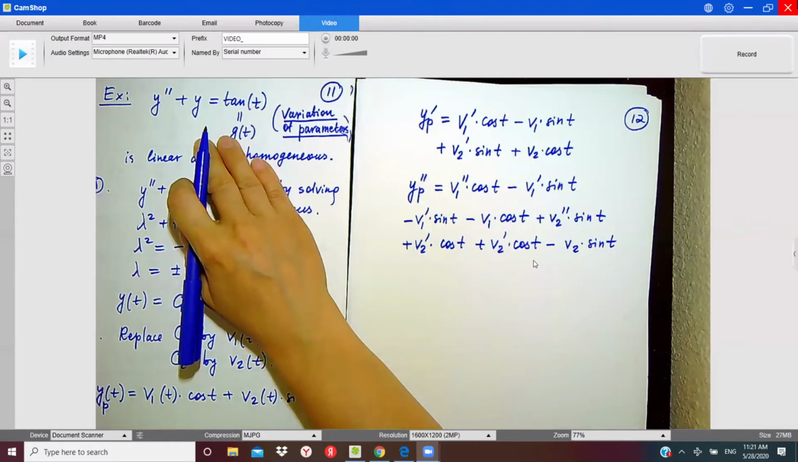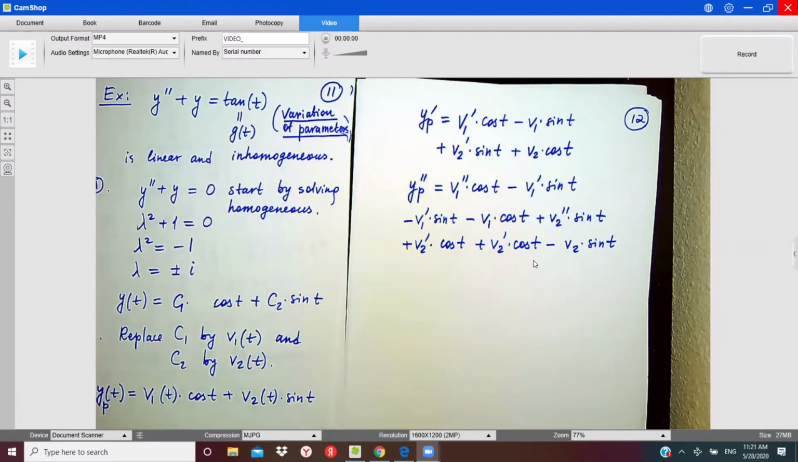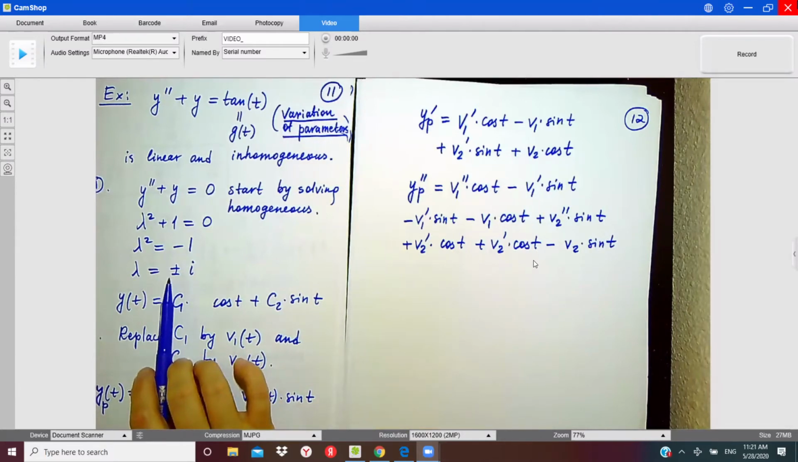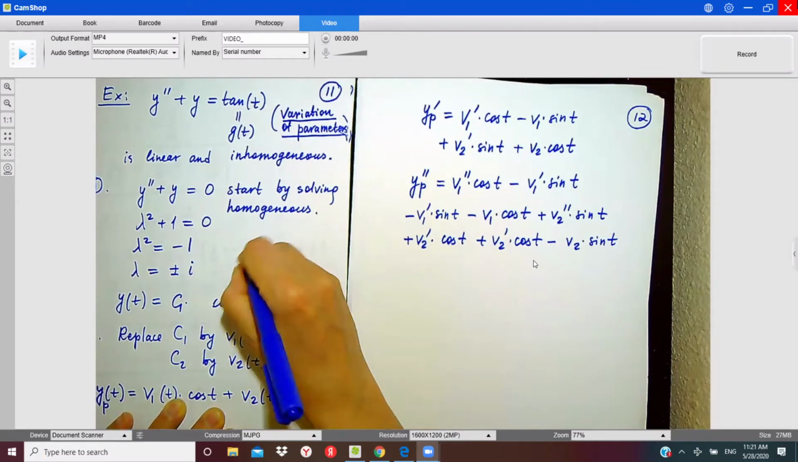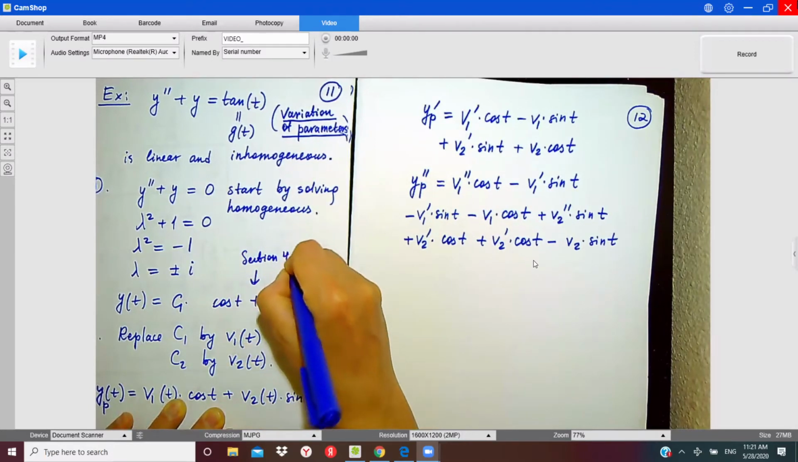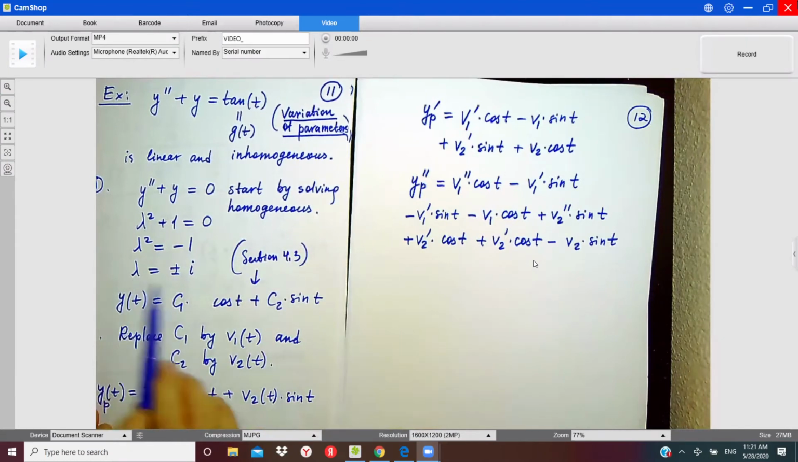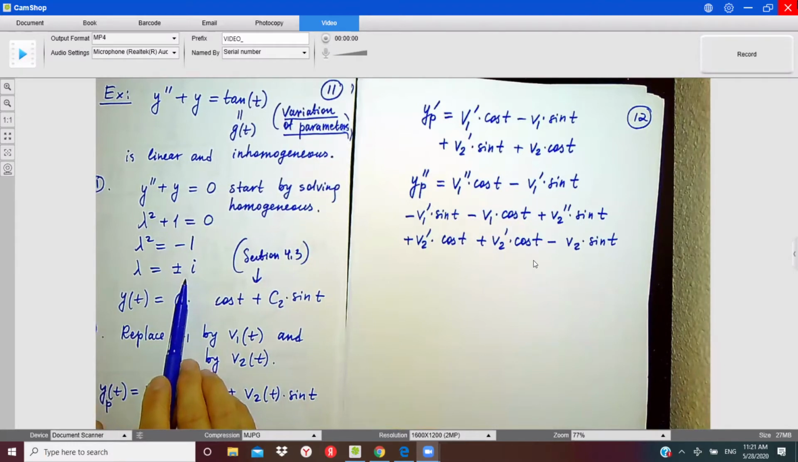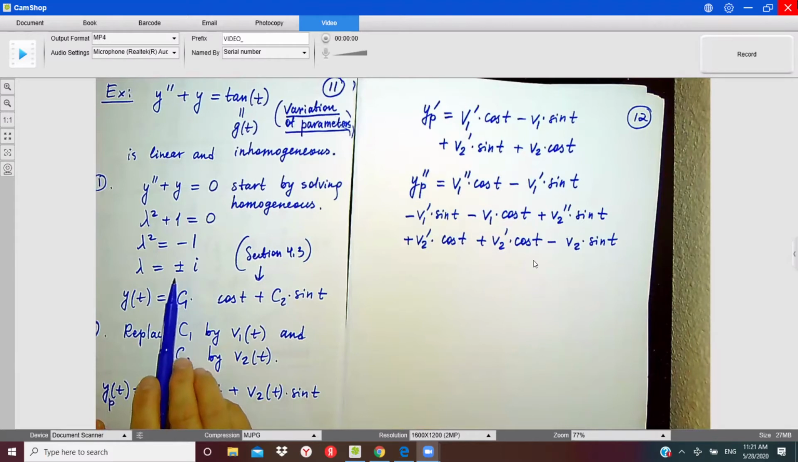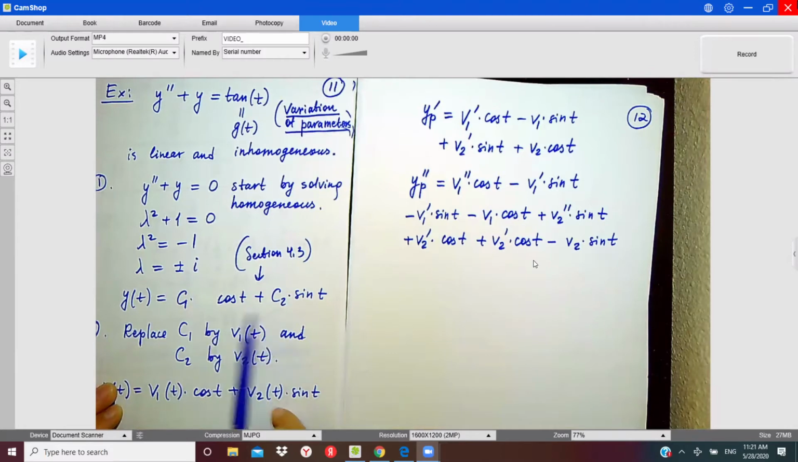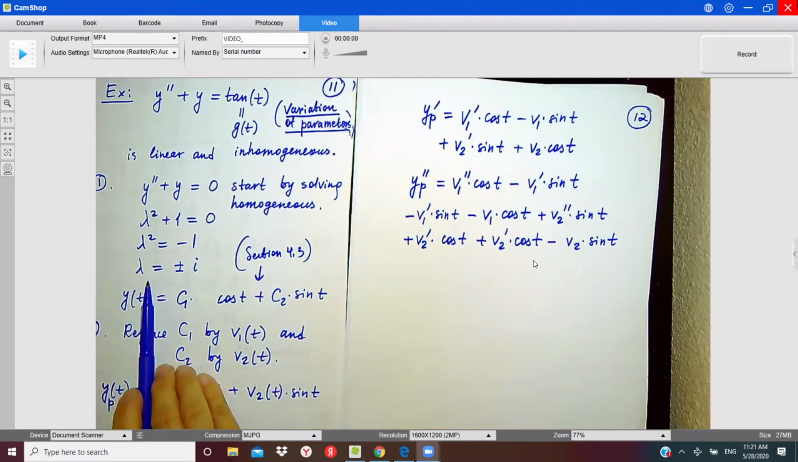But where did you get the sine and cosine from? Those are from section 4.3. Once you found your characteristic numbers, they are complex. So if that happens, if you have complex characteristic numbers, your general solution will be a linear combination of sine and cosine. This is something we discussed in section 4.3.